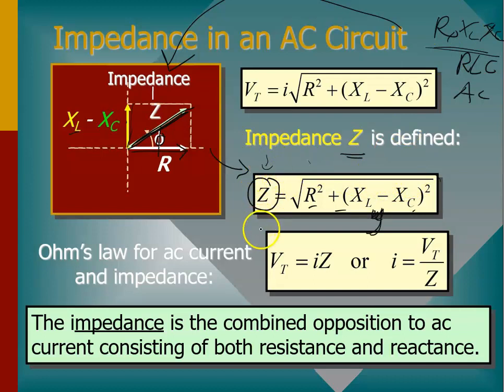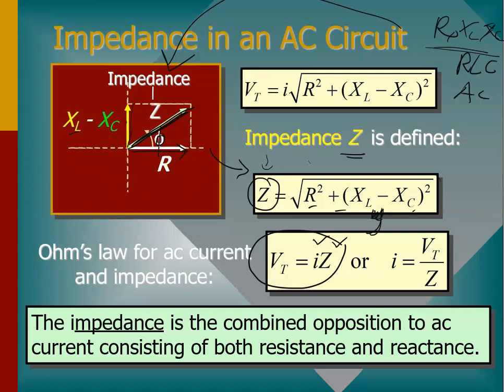So substituting again in Ohm's law, you will get a value of total voltage which is equal to the product of current and the impedance. Okay, so that was impedance.